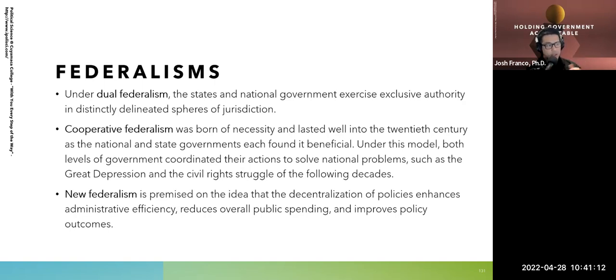So there are a couple of specific examples of federalism. So the first one is called cooperative federalism. And this essentially was born of necessity and lasted well into the 20th century as the national and state governments each found it beneficial to work together. Under this model, both levels of government coordinated their actions to solve national problems such as the Great Depression and the civil rights struggle of the following decades.